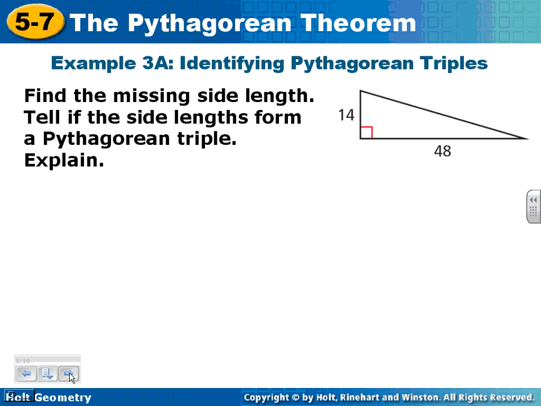Look at the next slide. Find the missing side length. Tell if the side lengths form a Pythagorean triple. Well, I'm going to put an X right there. And of course, that's my hypotenuse. And I'm going to write 14 squared plus 48 squared equals X squared.